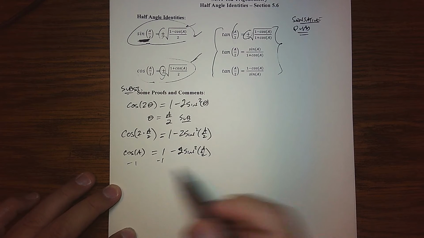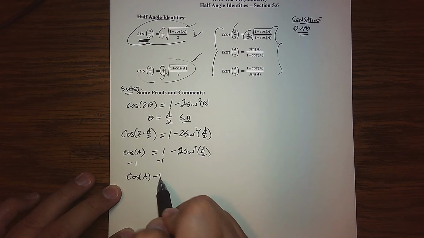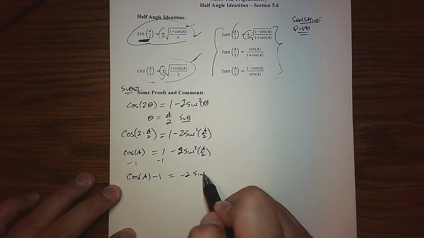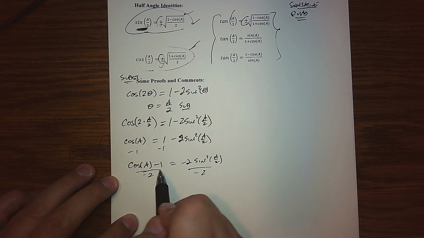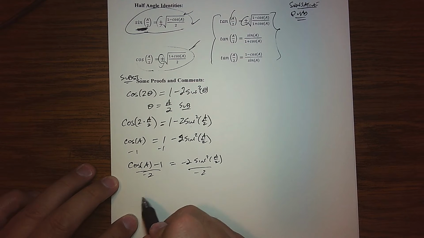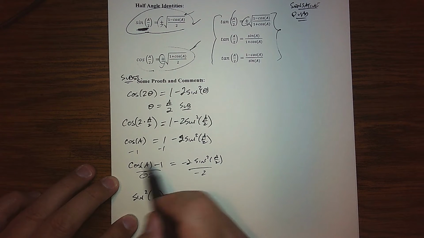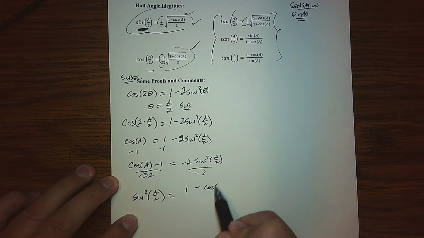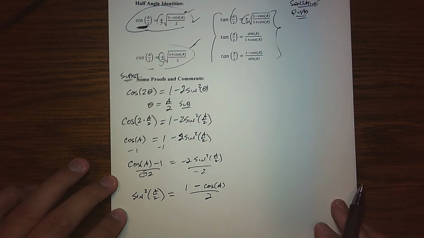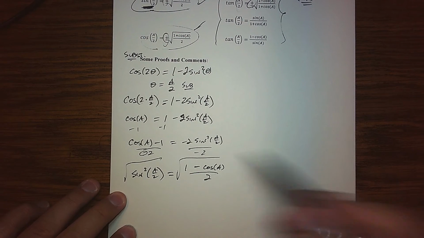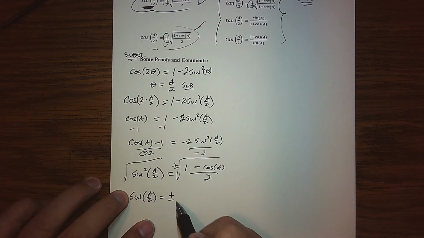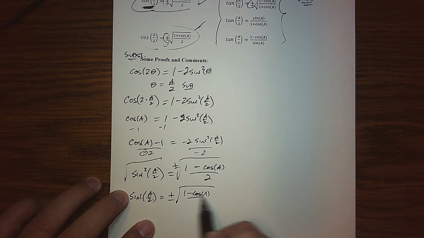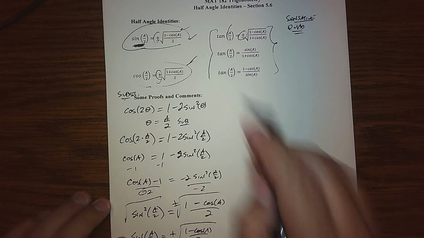If I subtract 1 from both sides, we get the cosine of A minus 1 is negative 2 sine squared of A over 2. And then at this stage I divide both sides by negative 2, and let me rewrite some stuff around. This is sine squared of A over 2. That negative, if I apply it to the top, I get 1 minus the cosine of A all over 2. And then you can see we're done, because if I take the square root of both sides, number one, I've introduced a plus minus, and we have that the sine of the half angle is plus or minus the square root of 1 minus the cosine of A all over 2. And so there's the proof for that one.